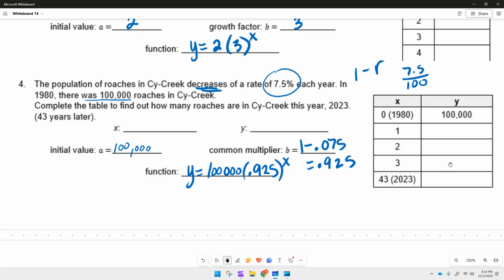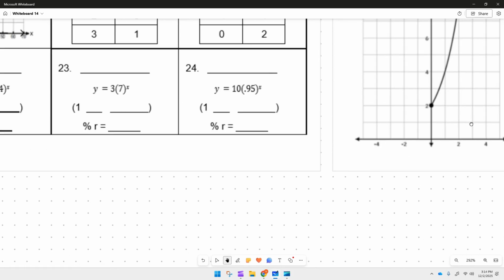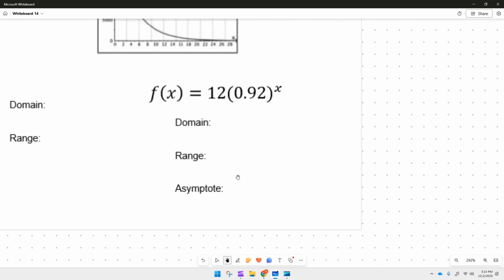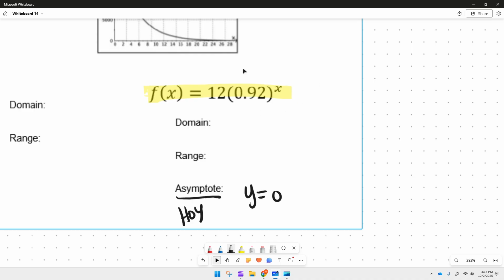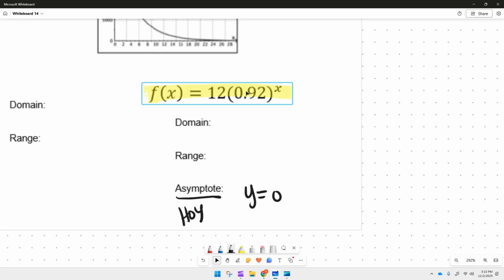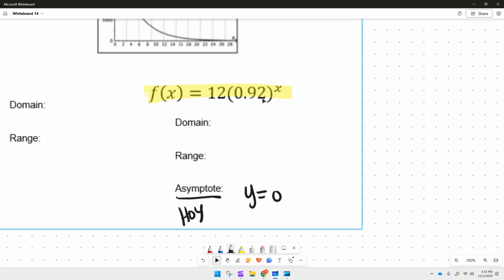All right, now we're going to go ahead and finish the last page. This is really easy, and you've got to really think about this. We're going to go to the very last part. When we have any of these functions, if we have an asymptote, that is a horizontal line, y equals 0. If you do not have endpoints, like for example this function, f of x is equal to 12 times our rate of 0.92.